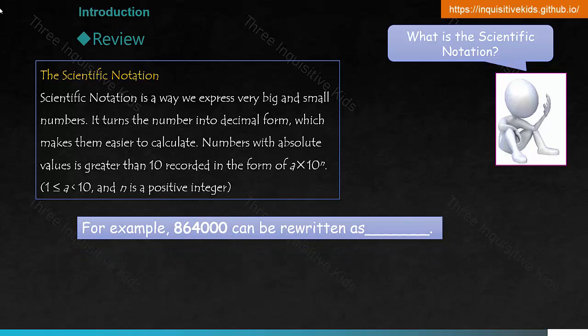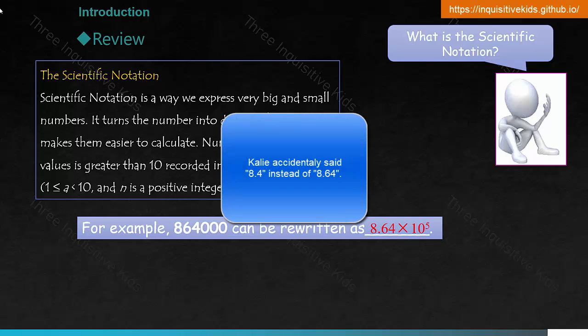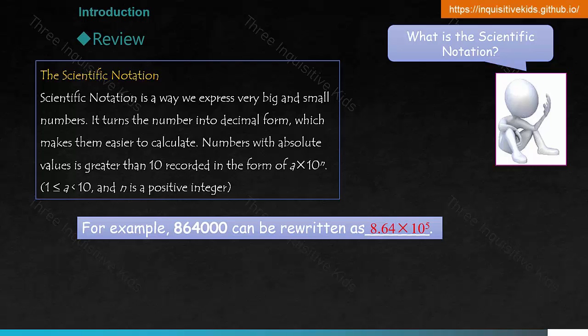For example, 864,000 can be rewritten as 8.64 times 10 to the 5th power. Remember, you have to leave only one digit in the ones place before the decimal point, and then times 10 to the whatever power. Here we can see that it was 10 to the 5th power because 1, 2, 3, 4, 5.